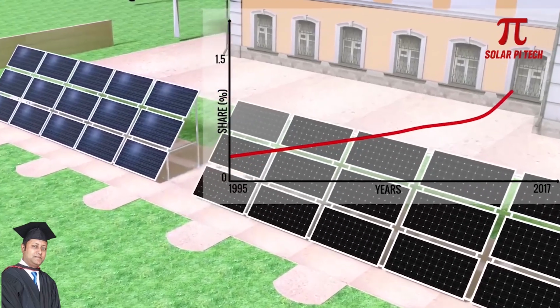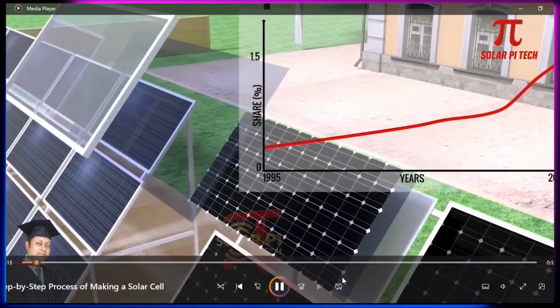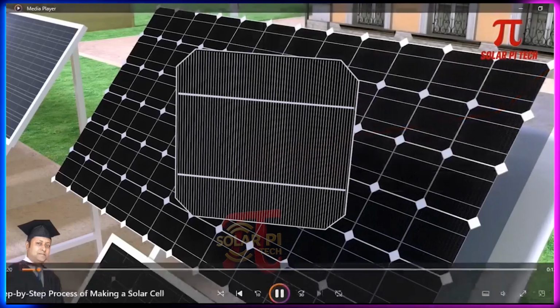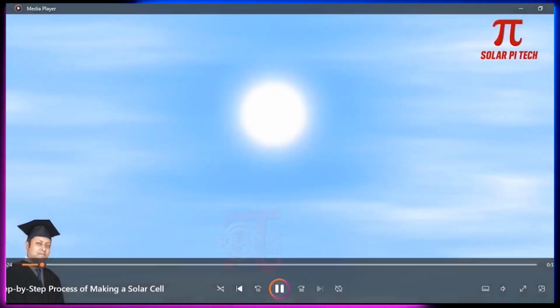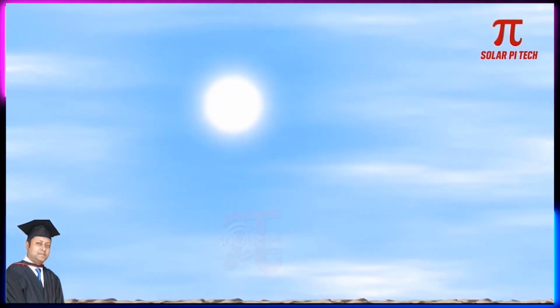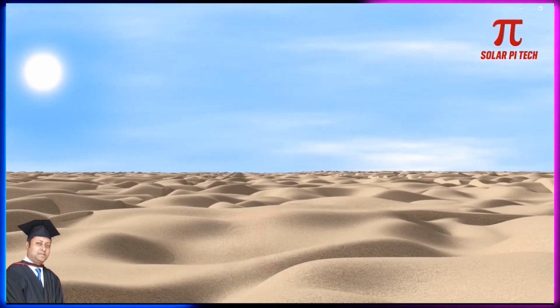In the last 2 decades, the contribution of solar energy to the world's total energy supply has grown significantly. This video will show how a solar cell, or photovoltaic cell, produces electricity. Energy from the sun is the most abundant and absolutely freely available energy on planet Earth. In order to utilize this energy, we need help from the second most abundant element on Earth, sand.